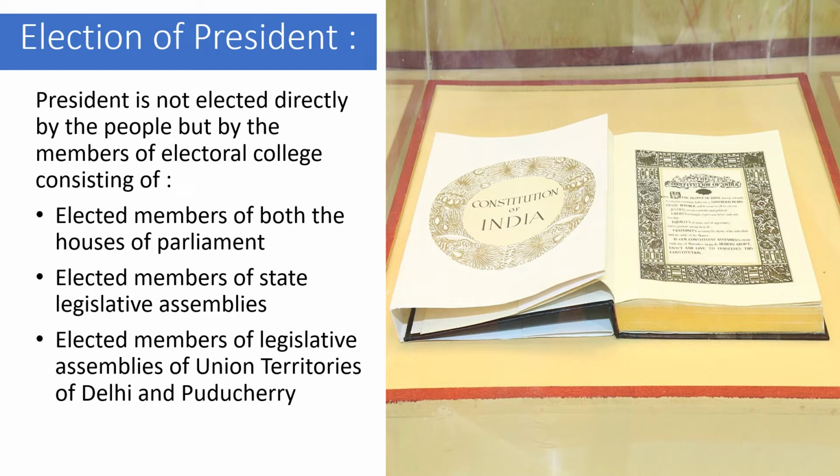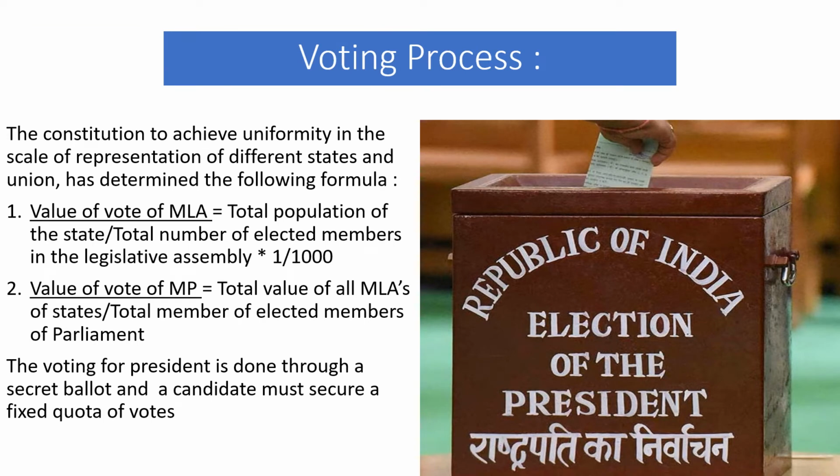and Puducherry. If we look at the voting process, the Constitution, to maintain uniformity, has determined a formula in which the value of the vote of an MLA is the total population of the state divided by the total number of elected members in the state assembly into 100. The value of the vote of an MP is the total value of all the MLAs of the states divided by the total number of elected members of Parliament. We must remember that the voting for the presidential election is done through a secret ballot.